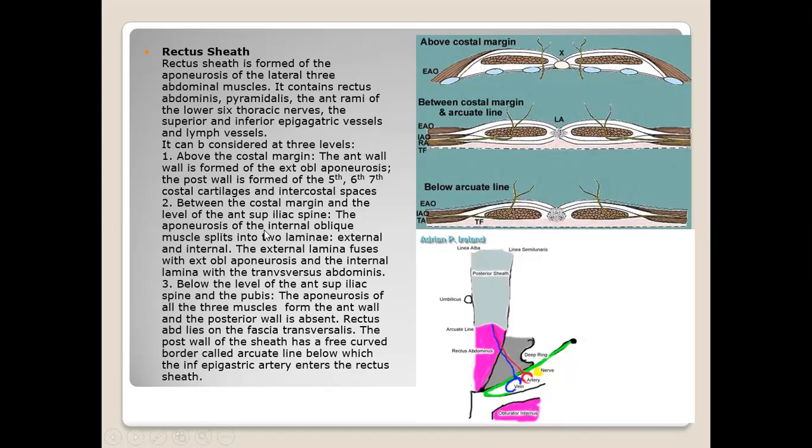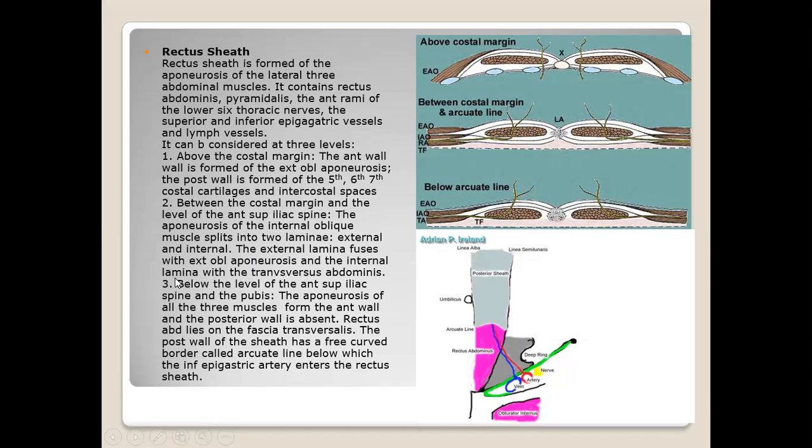Okay, so the aponeurosis of the internal oblique splits into two laminae, the external and the internal. The external lamina fuses with the external oblique aponeurosis. The internal lamina will join with the transversus abdominis. The external lamina fuses with the external oblique aponeurosis. The internal lamina will fuse with the transversus abdominis muscle. So it will go here. So on all sides, it is totally covered by the rectus sheath. So this is the rectus abdominis covered by the rectus sheath.